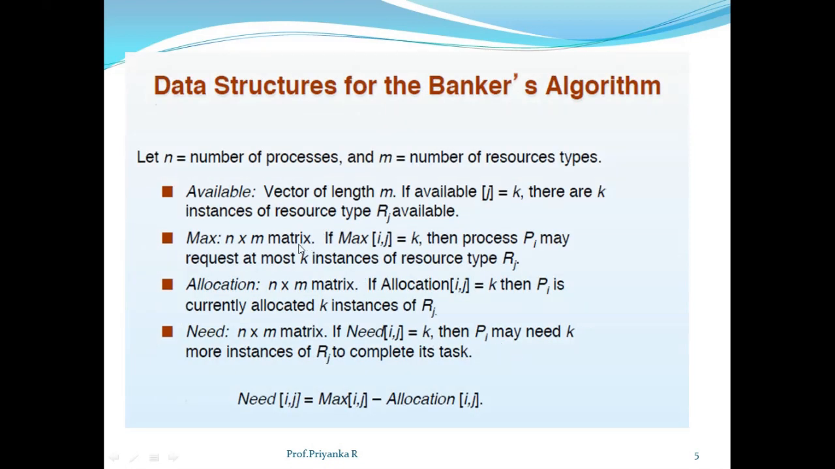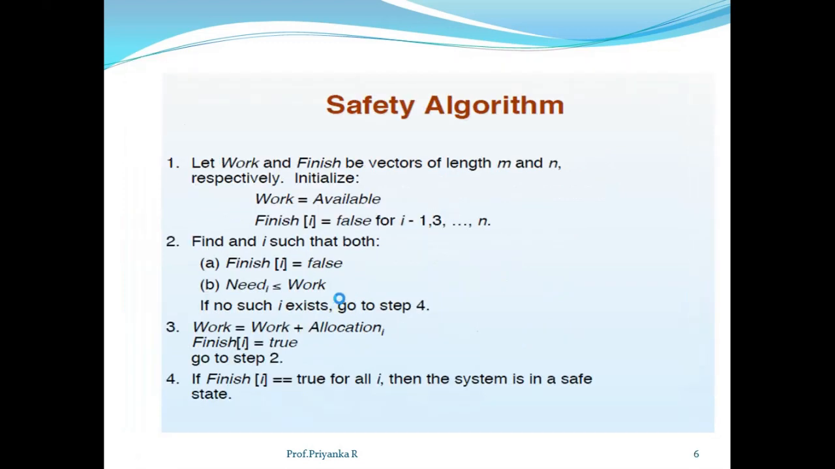Now we shall move on to the data structures for the Banker's algorithm. There are basically four data structures that we use for solving the Banker's algorithm, namely available, which is a vector of length m; max, an n cross m matrix; allocation, an n cross m matrix; and need, again an n cross m matrix. All these data structures we will understand in detail when I take up the analogy of Banker's algorithm.